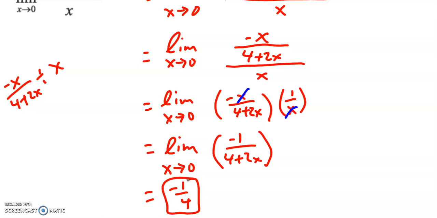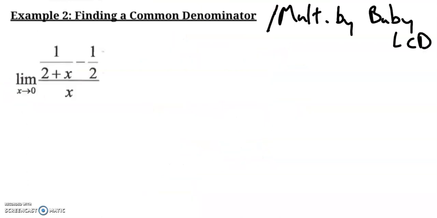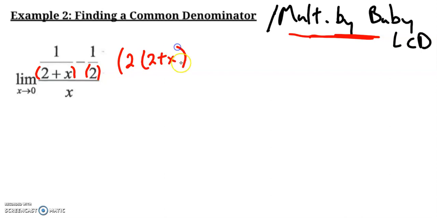Okay. Now, exact same problem, but I'm going to show you the method of multiplying by the baby LCD. Well, what does that mean? Well, these 2 plus x and 2 are what we call the baby denominators. Again, that's not an official term, but the denominators within the smaller denominators within the larger fraction. Well, if I multiply top and bottom by the LCD of that, well, in this case, it'd be 2 times 2 plus x, and I multiply that in top and the bottom.